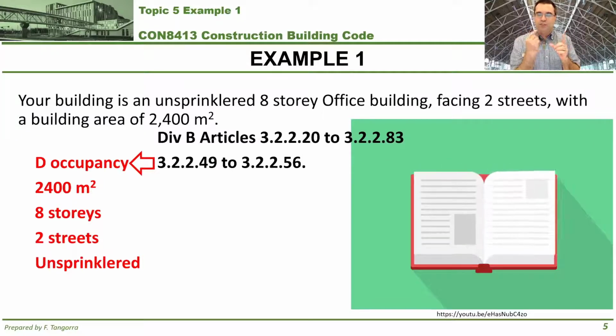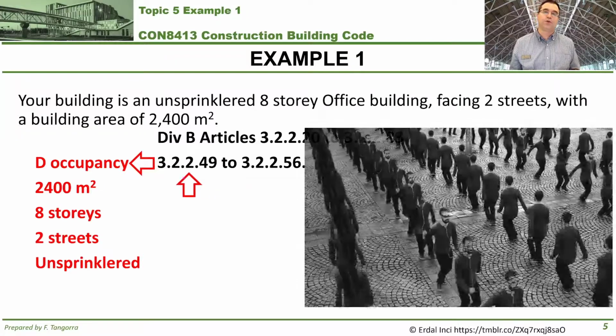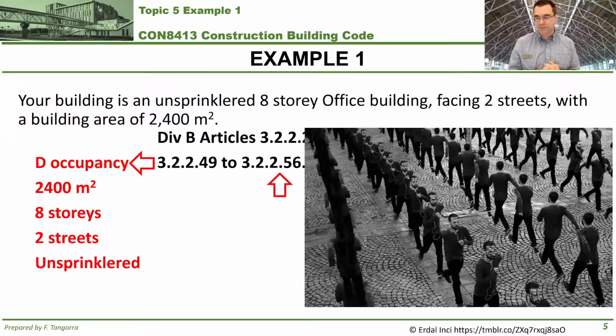So if you use your table of contents or you start flipping through these 63 articles, you'll find that the articles relating to D occupancies are only a small portion of these 63 articles, specifically from Article 3.2.249 all the way to Article 3.2.256. But which one of these articles do we use, right? That's still 7 articles we have to look through. And that's where going backwards comes into play.